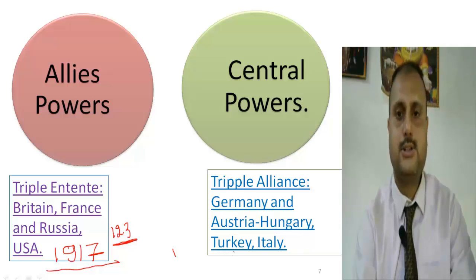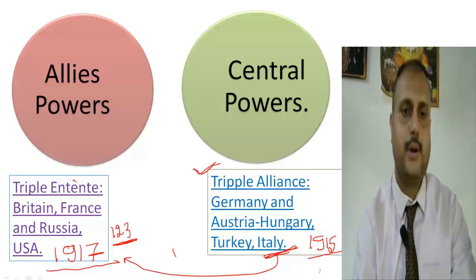Now another fact: in the Triple Alliance, the participants were Germany, Austria-Hungary, Turkey and Italy. Italy initially joined the Central Powers, that means the Triple Alliance, but later, in 1915, it changed its group and went into the Entente.